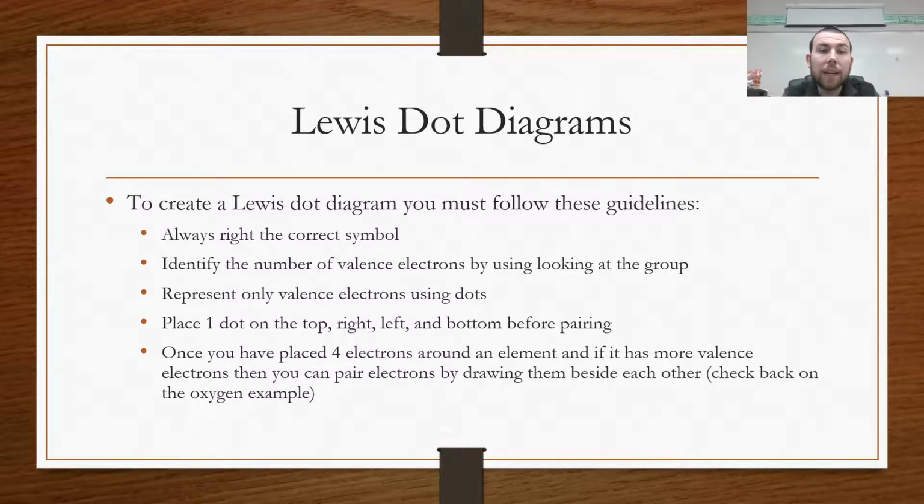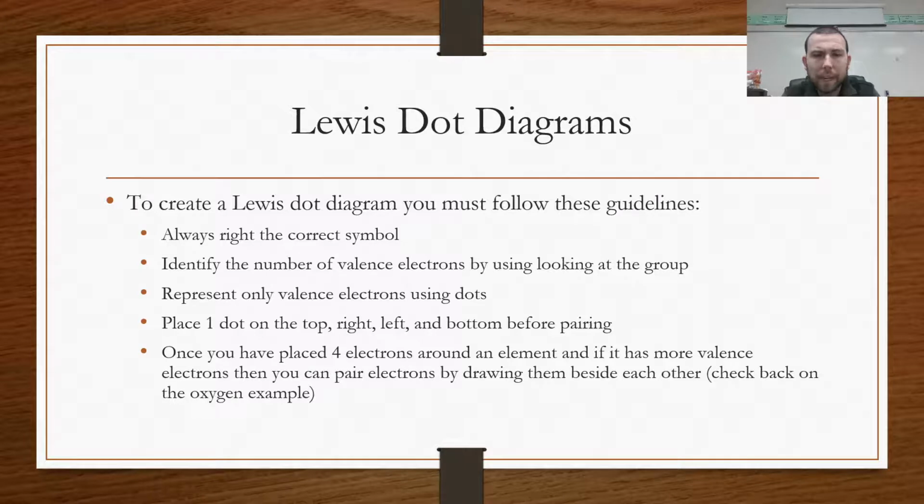Now, if you have something that has more than 4 valence electrons, that's when we look at this last point. If something has 5 valence electrons, you would go to the top, the right, the left, the bottom, and then you would go back to the top, and you would pair up an electron. So you should have no more than 2 electrons on each side of the element symbol. And so those are the guidelines or the rules that we must follow when writing a Lewis dot diagram.